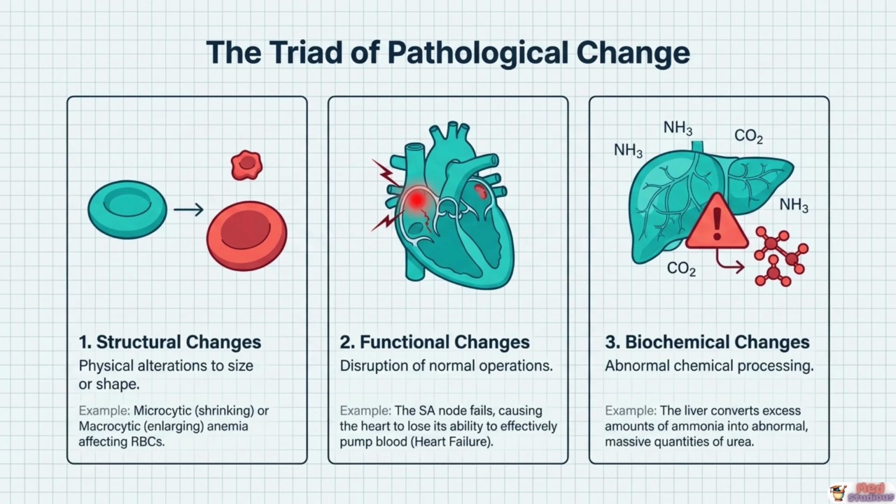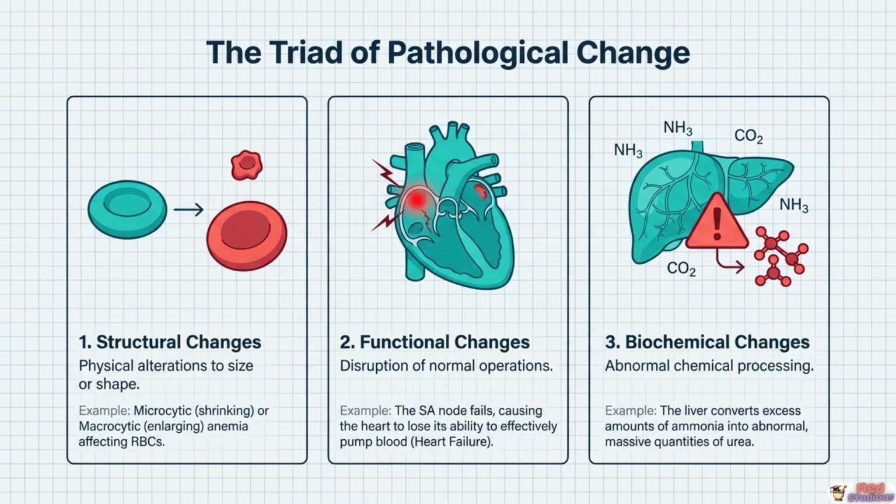Every disease process, regardless of its cause or the organ it affects, produces damage through one or more of three fundamental categories of pathological change, the triad of pathological change. Understanding this triad is foundational because it provides the organizational framework within which every disease you will ever study can be classified and understood. The first category is structural changes, physical alterations to the size, shape, or architectural arrangement of cells and tissues. Consider anemia as a classic example.